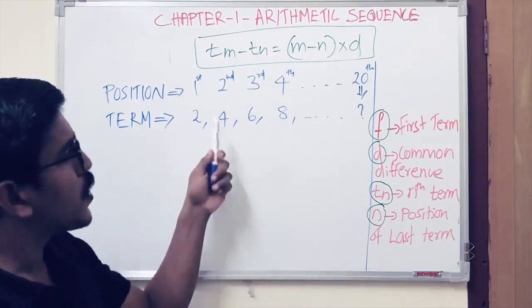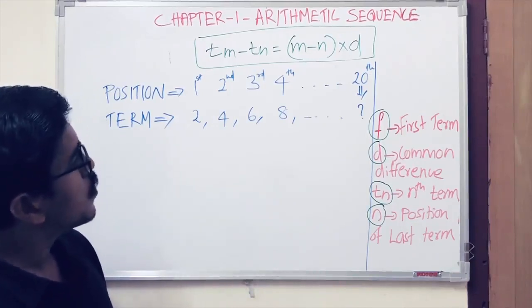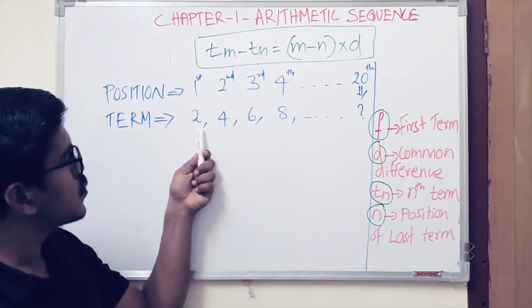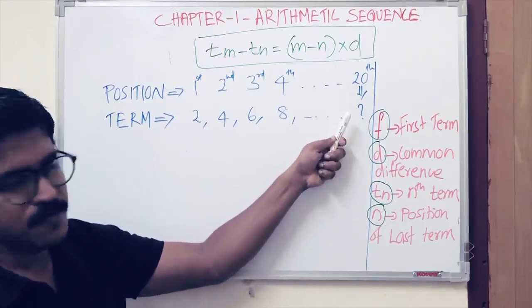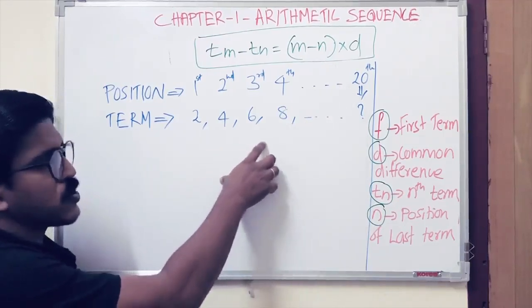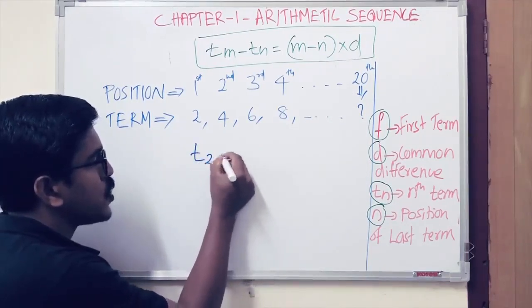Now we are going to find another general equation. So right now we are considering one question here, that is 2, 4, 6, 8. We need to find the 20th term. All of you know that this is an even number sequence. How are we going to find the 20th term, T20?